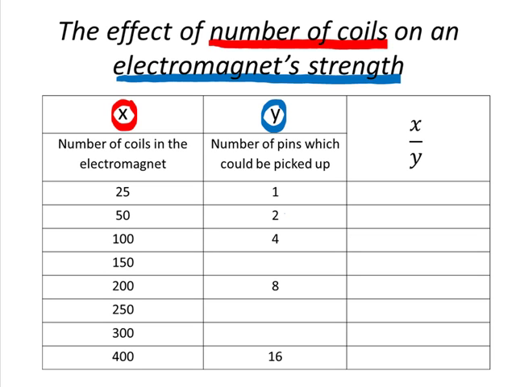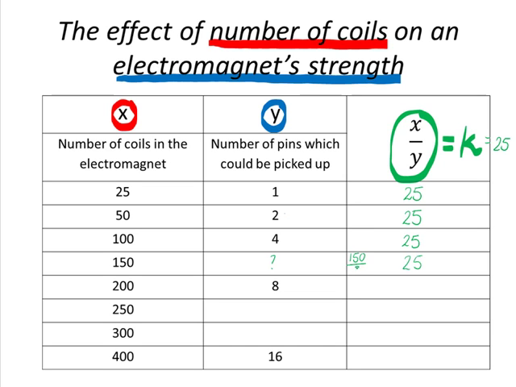Another pattern you can notice in this data is the ratio between X and Y. X divided by Y in all cases gives you a constant number. In this particular setup, that constant number is 25. 25 divided by 1, 25. 50 divided by 2, 25. 100 divided by 4, 25. So if you haven't yet seen how to find the missing numbers, you can use this method to do so.